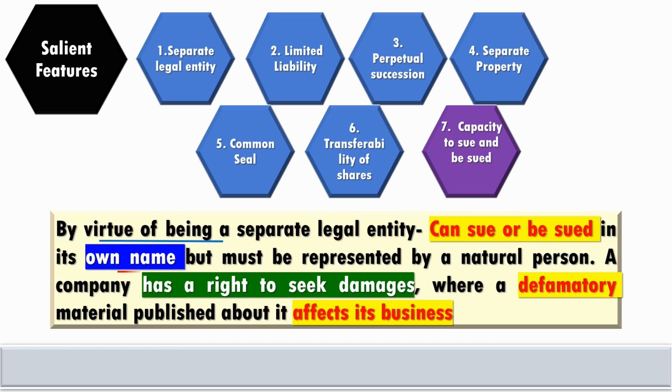But it has to be represented by a natural person. A suit for damages against defamation could also be filed by a company if any published material affects its business. In all, there are 7 unique features of a company: separate legal entity, limited liability, perpetual succession, separate property, common seal, transferability of shares, and capacity to sue and be sued.